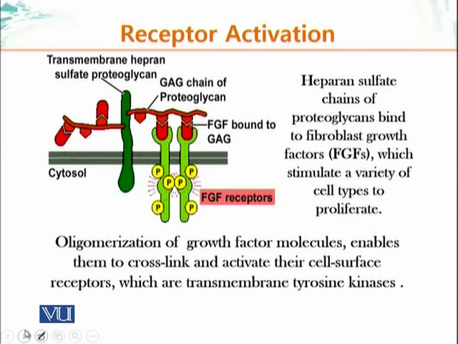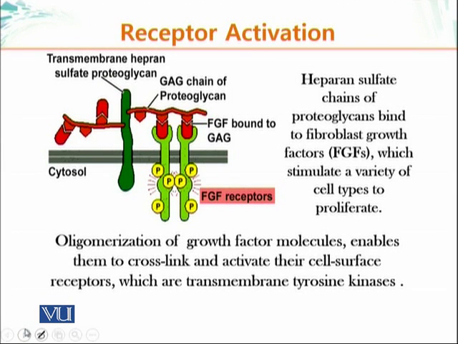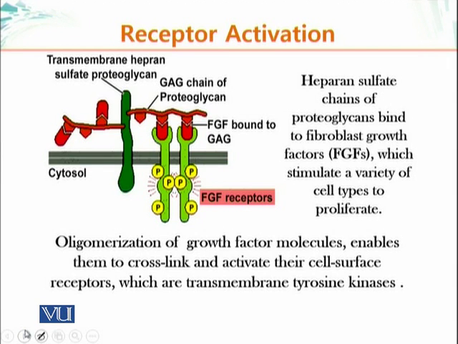For example, the heparan sulfate chains of proteoglycans bind to fibroblast growth factor. We have talked about FGF. It is one of the signals that binds to receptor tyrosine kinases, for example, and it can stimulate various cells to proliferate, meaning they could divide. Oligomerization of growth factor molecules with the help of these proteoglycans helps. For one thing, they can act as a reservoir. They can hold these signaling molecules in appropriate locations. As you can see here, this particular GAG is holding the signaling molecules.